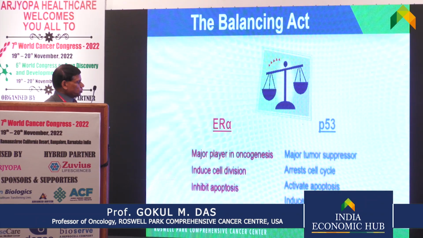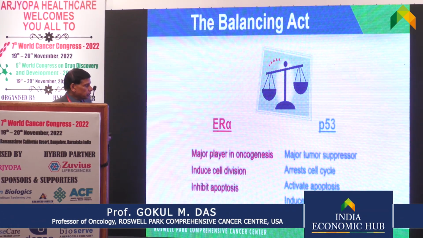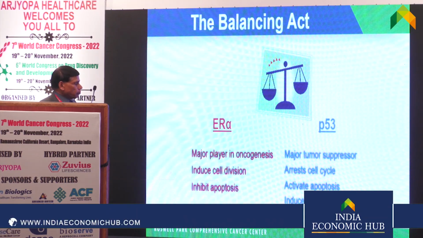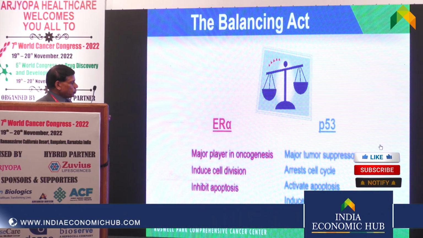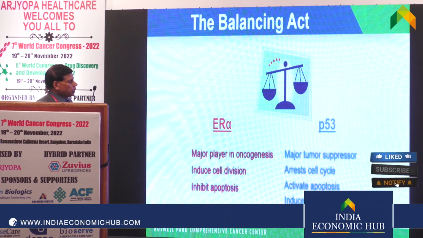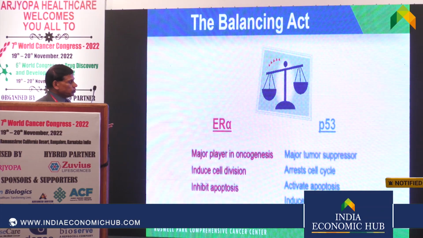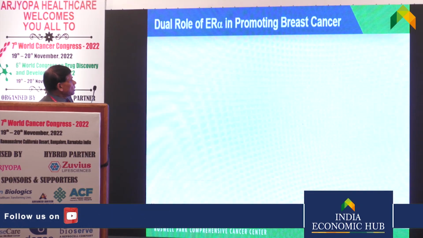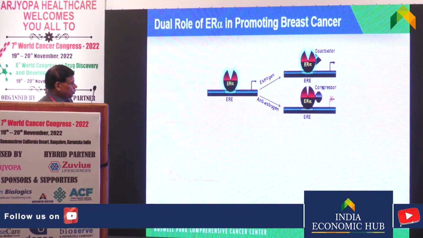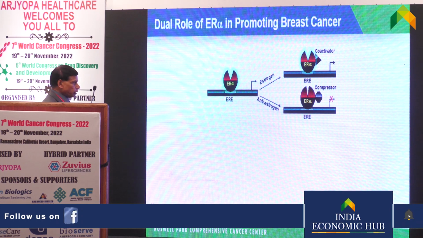Now, when it comes to cancer, estrogen receptor alpha, or ER alpha, also called ESR1, is considered a villain, and P53 is considered a hero. However, in normal physiology, both these proteins are essential for proper homeostasis. Somehow, in diseases such as cancer, this homeostasis is disrupted. A few years ago, we showed that estrogen receptors have dual roles.